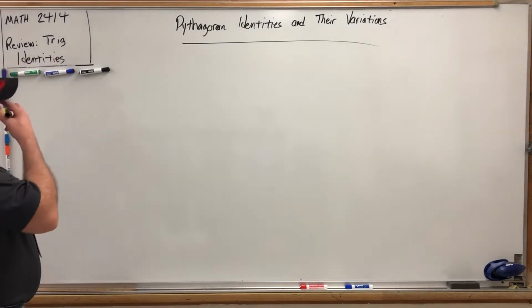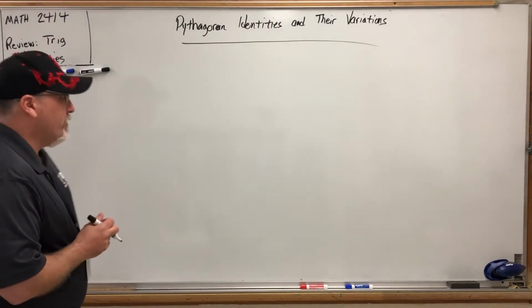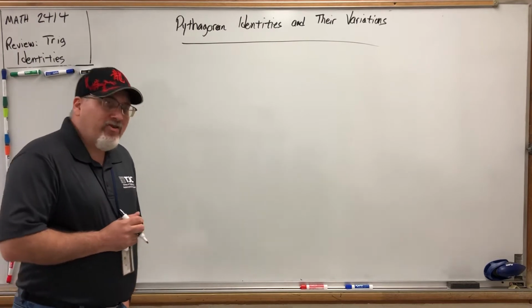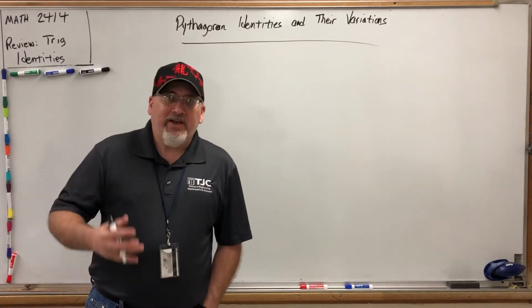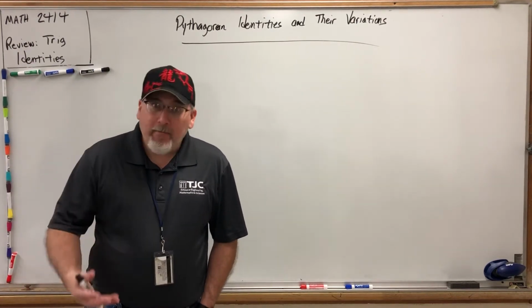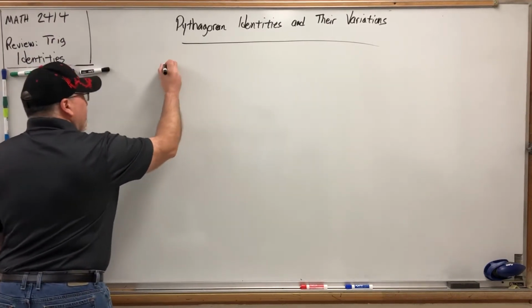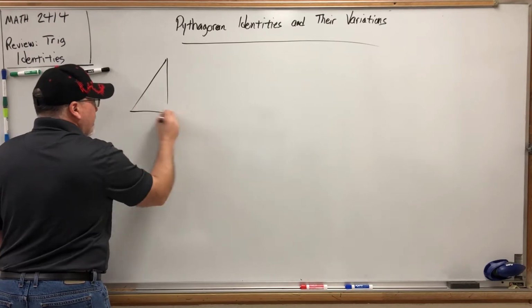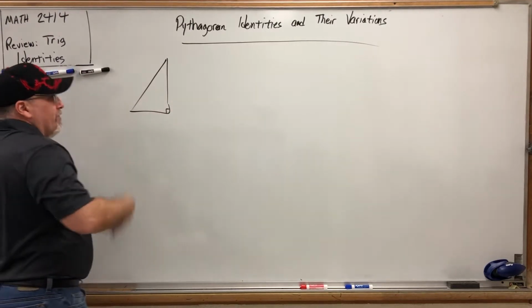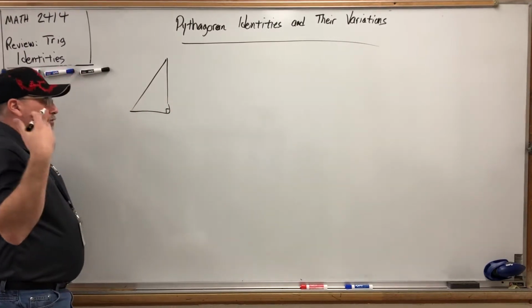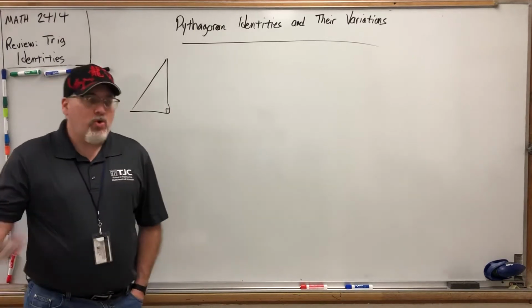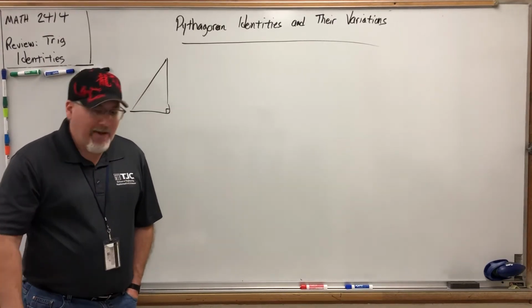All right, so what do I mean by Pythagorean identities and their variations? Well, Pythagorean identities, as the name implies, stem from the Pythagorean Theorem. So just a quick review, as if you don't know the Pythagorean Theorem already. The Pythagorean Theorem says if you have a right triangle and you label the sides, then the sum of the squares of the legs is equal to the square of the hypotenuse.